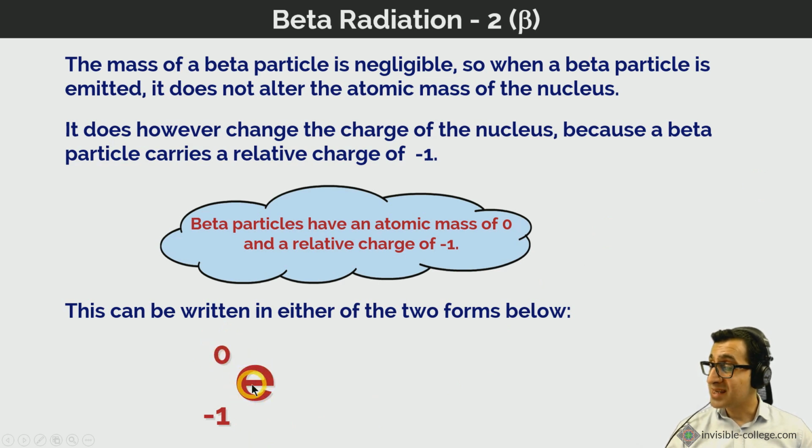Now, because it is the emission of an electron from a nucleus that accompanies an increase in the number of protons, the electron is considered to be the opposite of a proton, and so the atomic number of an electron in a nuclear decay equation is given the number -1. So we can either write the symbol for a beta particle like this, or we can write it like this. Now again, many examples will prefer you to use this notation.